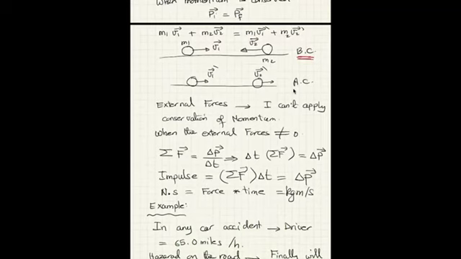Now, when I have external forces like friction, I cannot apply conservation of momentum. When the external forces don't equal zero, that is going to cause a change in the velocity or the change in the momentum. And we define here a new quantity, we call it impulse, that equals the force times time. It has the units of newton seconds, which is equivalent to kilogram meters per second. Any questions here?